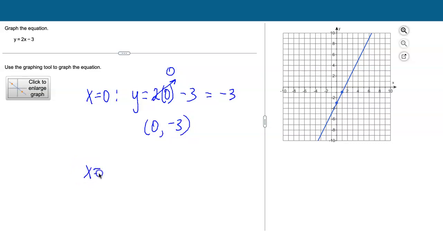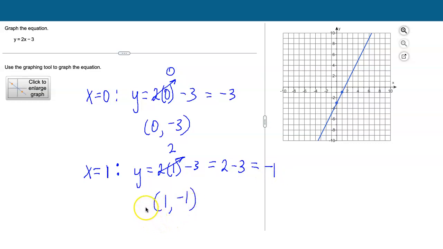And if we let's say x equals 1, then that gives us a corresponding y value here. 2 times 1 is 2. So 2 minus 3 is a -1. So that gives us the point 1, -1. And if you notice, this is the point 0, -3, and this is the point 1, -1. So we see either way, we get those 2 points.